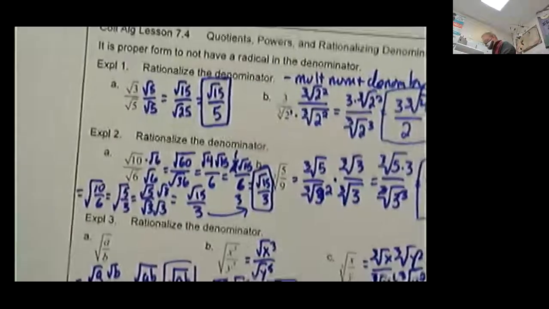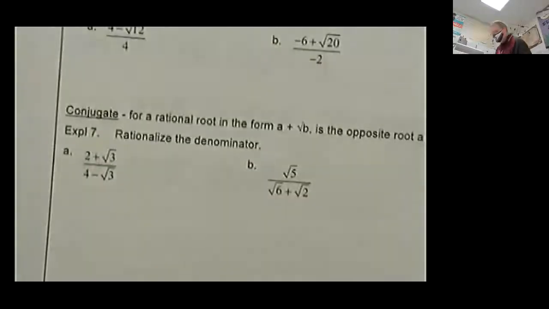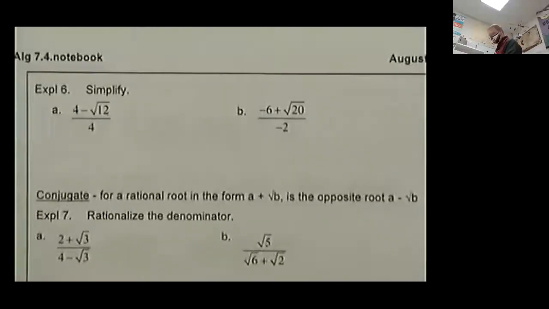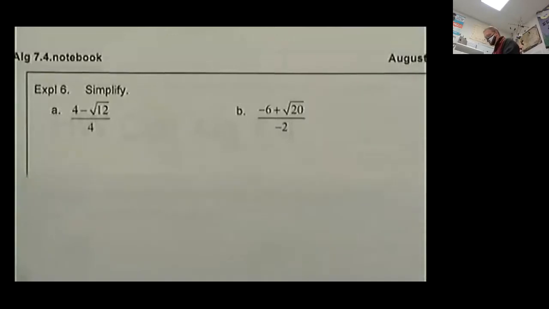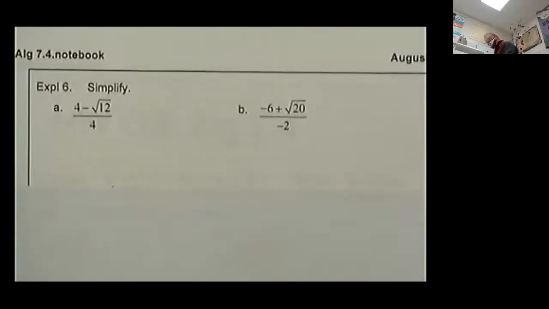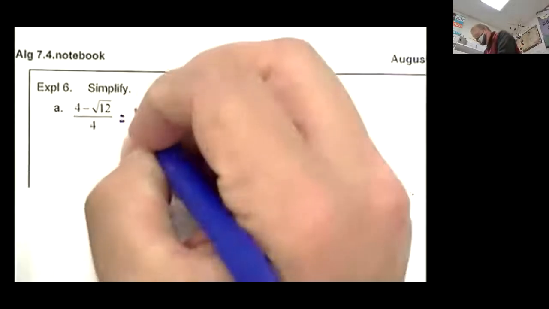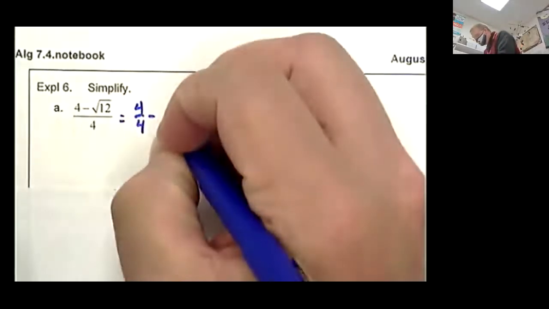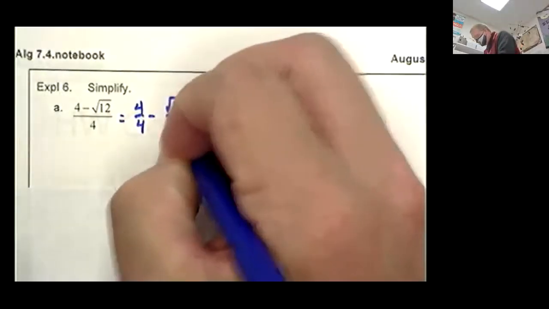All right, next step. We're looking at simplifying. This is a skill we're going to need when we solve radicals or solve polynomials. 4 minus root 12 over 4. So we're going to break this up to be 4 over 4 minus root 12 over 4. This is the 1.